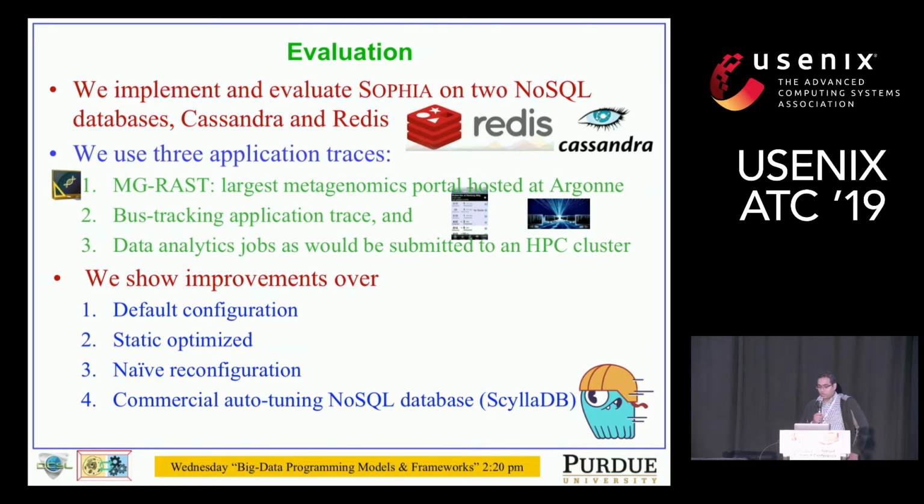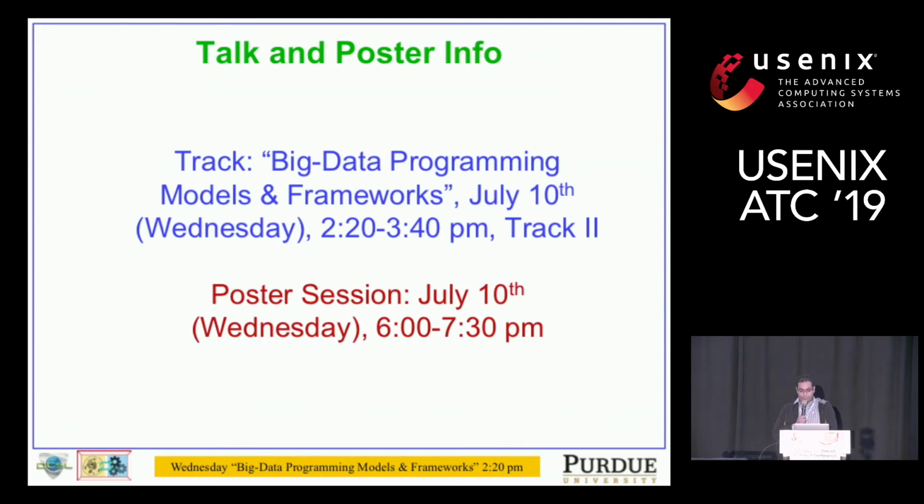We apply our evaluation to 2 popular databases, Cassandra and Redis, and we use 3 different dynamic workloads in our evaluation. We compare to the default configuration of every database, the static optimized configuration, a configuration that always changes the parameters as soon as the workload changes, as well as an autonomous database named ScyllaDB.